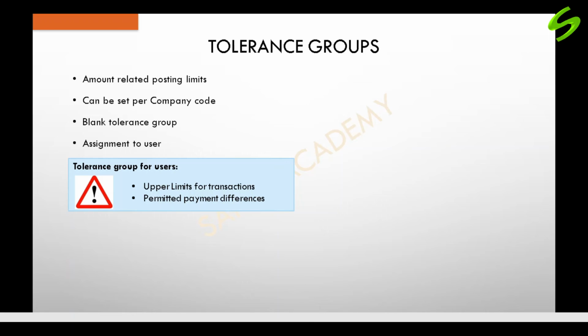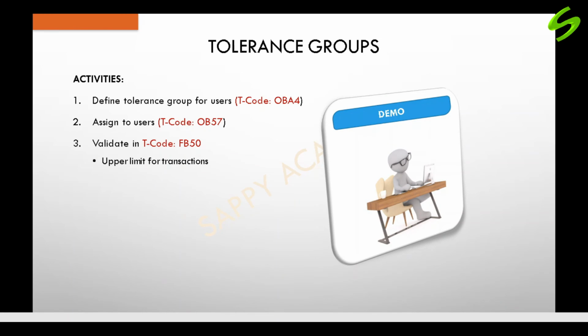Tolerance group for users controls two areas. One is upper limits for transactions and the other is permitted payment differences when we clear open items. In this section, we will learn about upper limits for posting transactions, and the permitted payment differences we will learn in future sessions because this requires additional configurations. Let's review the tolerance group our company is assigned to and then create a new tolerance group and assign it to the user. And then in the third activity, let's validate the configuration.